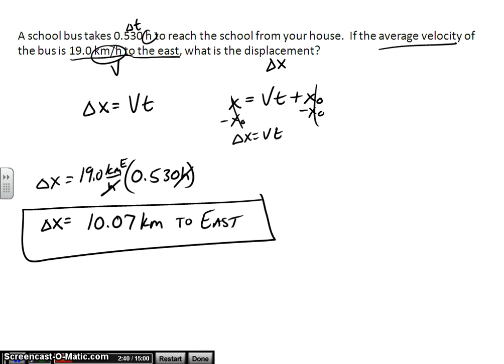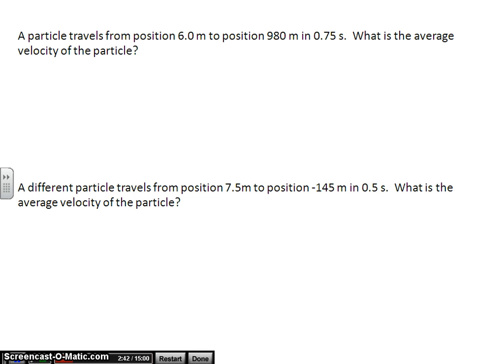Let's take a look at another problem. A particle travels from position 6 meters to position 980 meters in 0.75 seconds. What is the average velocity of the particle? Once again, let's read through the problem and figure out what we know. I have a starting position, which some teachers might say xi or x naught. I have a final position, x marks the spot, or xf, and I have a time, and they want a velocity.